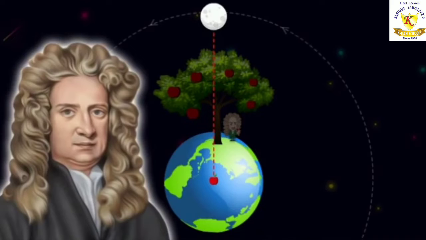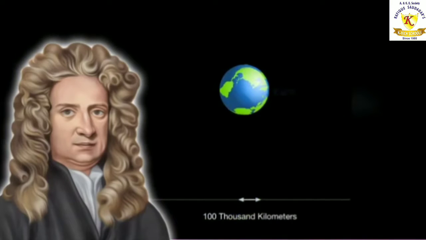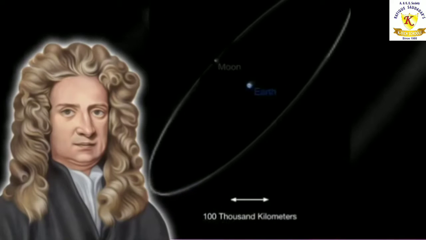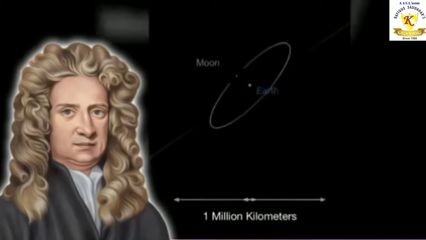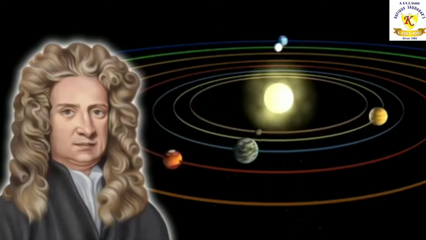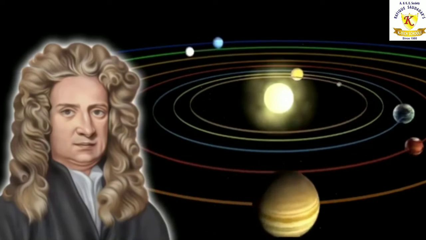Newton thought that if the force of gravitation acts on apples on the tree at different heights from the surface of the earth, can it also act on objects at even greater heights, much farther away from the earth? Like, for example, the moon. Can it act on even farther objects like other planets and the sun?